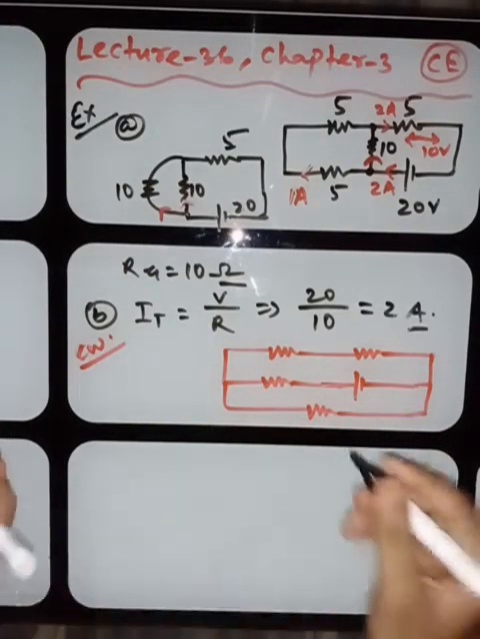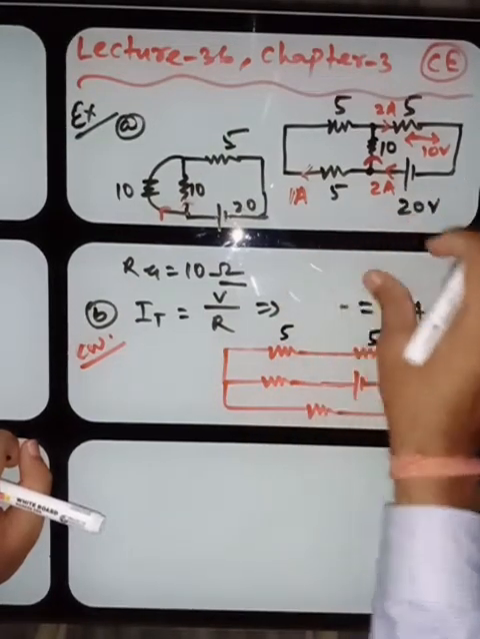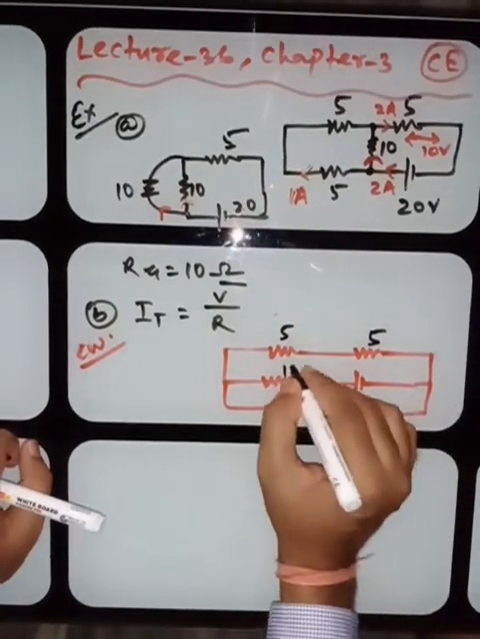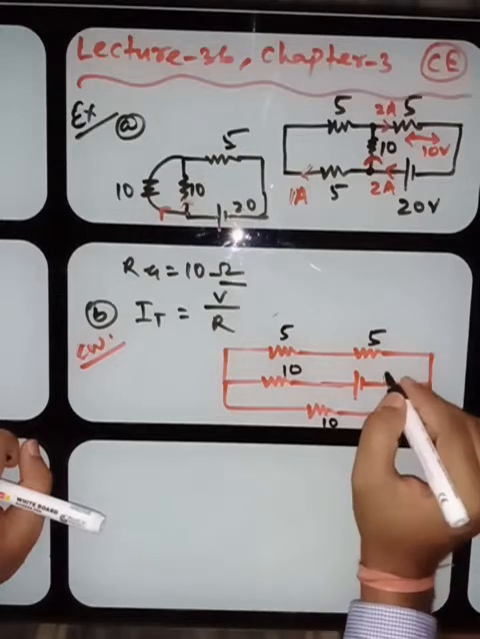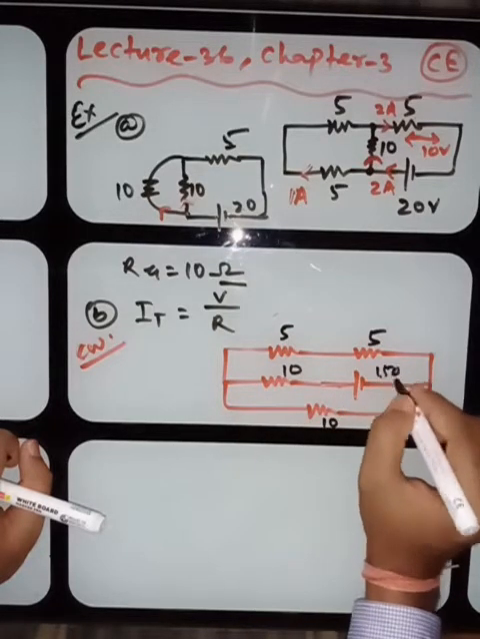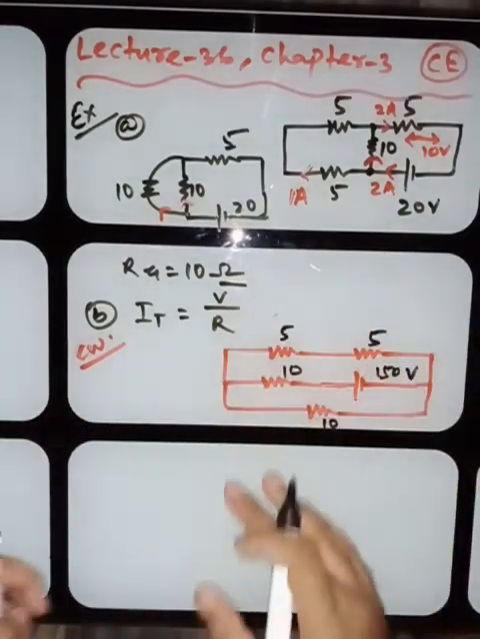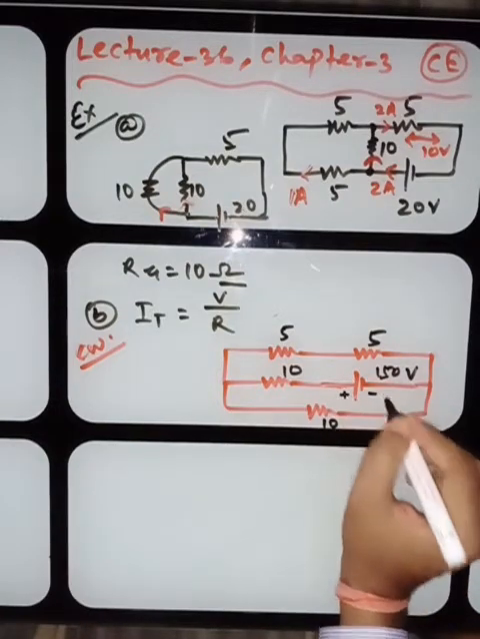Now the values I am giving: this is 5 ohm, this is also 5 ohm, here 10 ohm, here 10 ohm, and here let me take 150 volt. For simplicity, I'm giving you very simple data. You can solve this question quickly. This is the positive terminal and negative terminal.